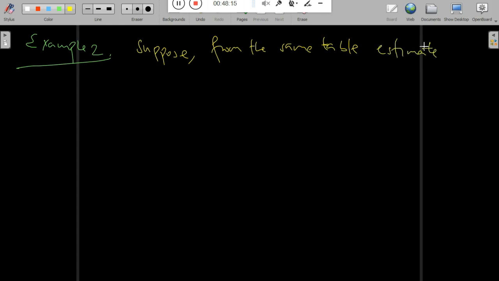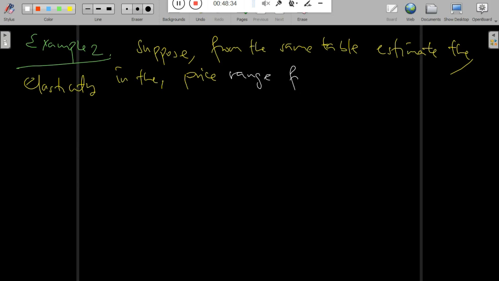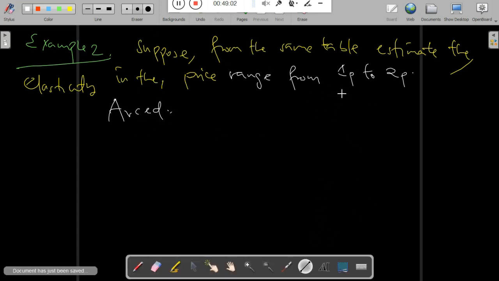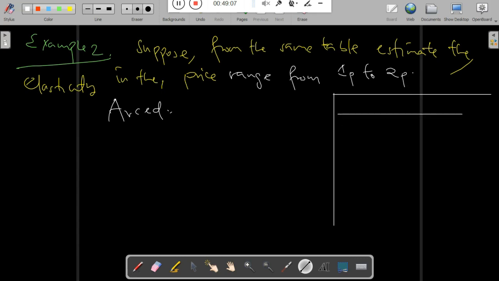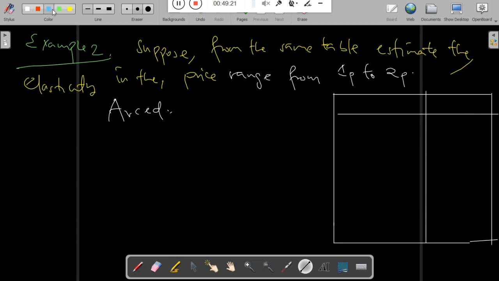So, for example, from the above table now, we have estimated. For example, given the table above, when we estimate the elasticity in the price range of, let's assume, we are calculating again the arc elasticity of demand by using the same table above, but at the range of the first price, that is 1p to 2p. So the given range of price is starting from 1 to 2.